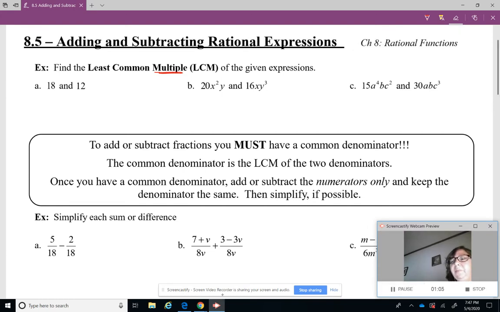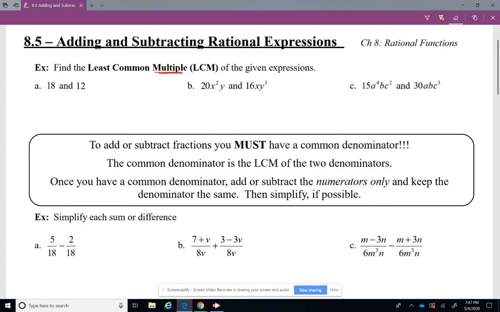All right, so basically the easiest thing to do is start with the larger number and say, okay, well, 18 times 1, of course, is 18. You know 12 can't go into 18. All right, so let's see 18 times 2. What is that? 36, right? Can 12 go into 36? All right, then that's going to be your least common multiple. That's your LCM. Because 18 and 12 can both go into it evenly, and it's the smallest number that they both can go into evenly.